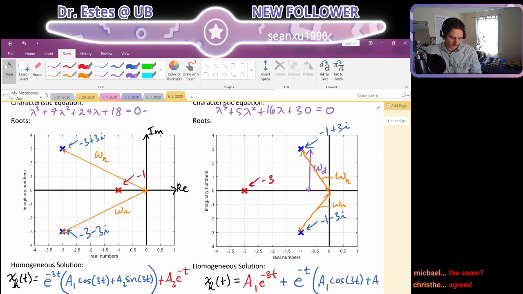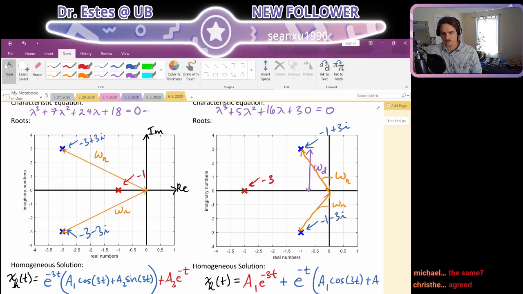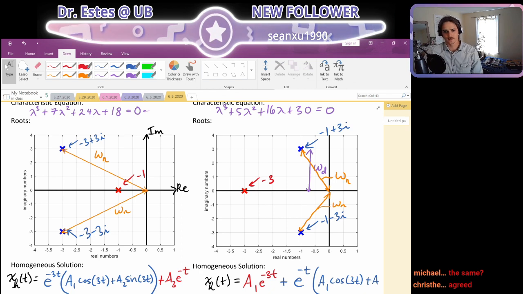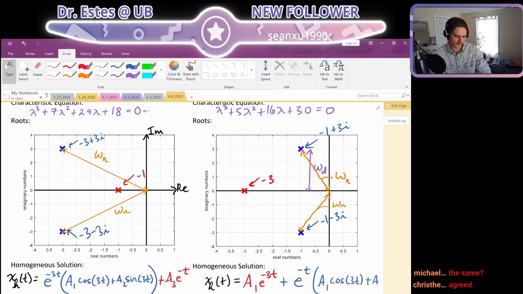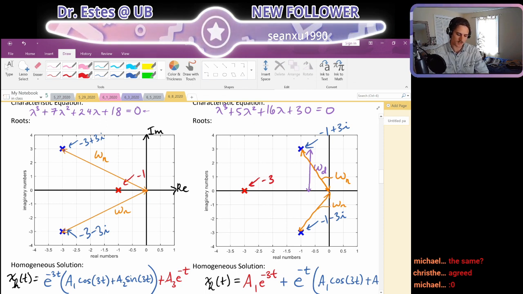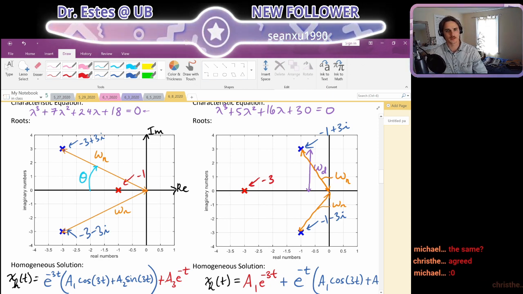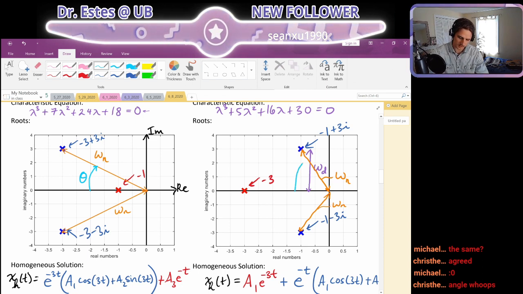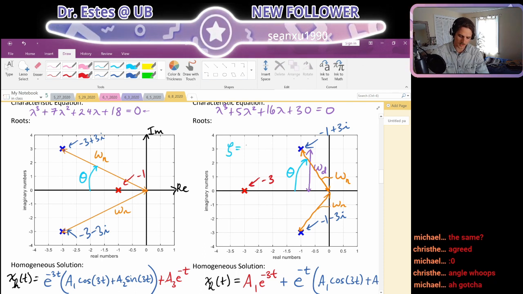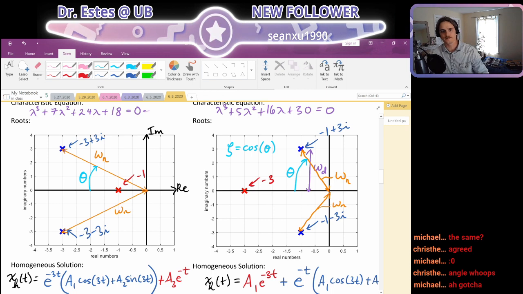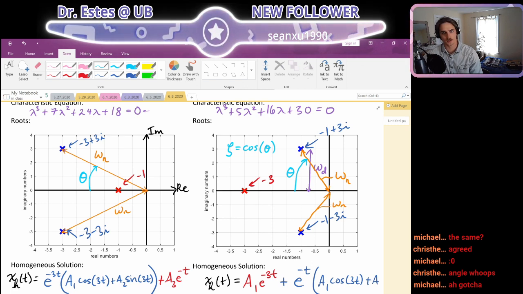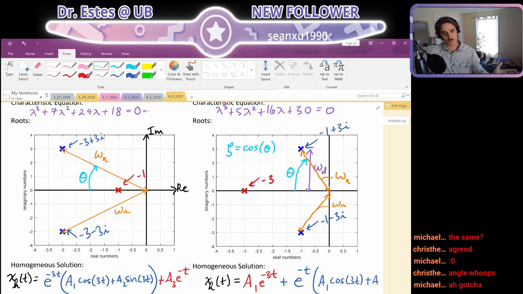Chris agrees. I disagree, my friends. Uh-oh. Because if you make an angle relative to the negative real axis, the damping ratio is equal to the cosine of the angle. So the smaller that angle is, the bigger the damping ratio. So the roots on the left have a higher damping ratio because that angle's smaller.